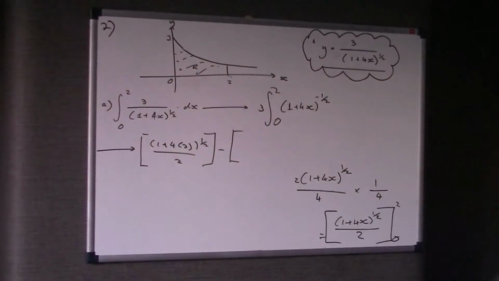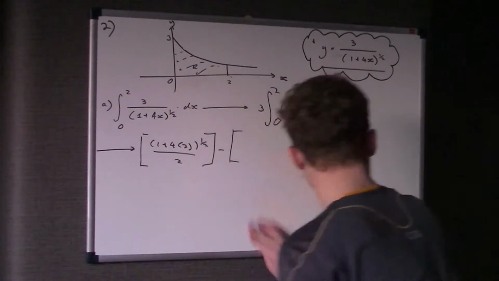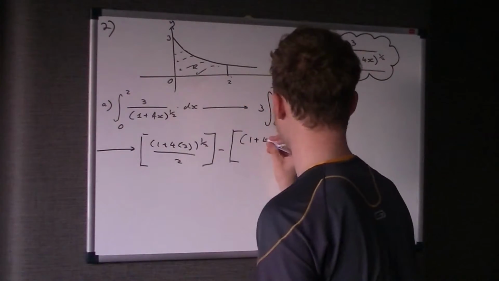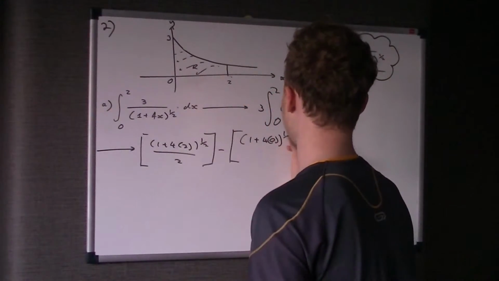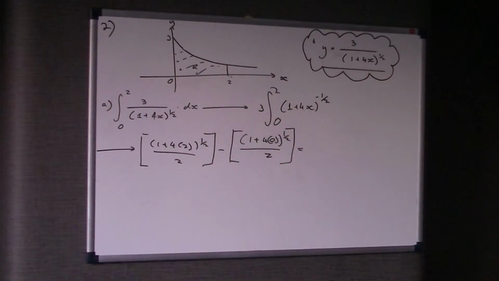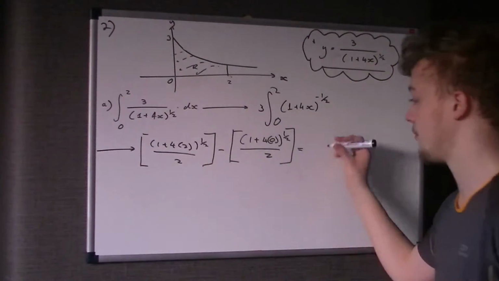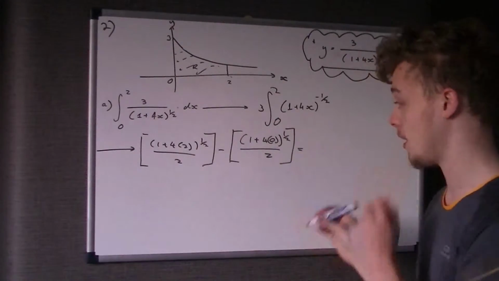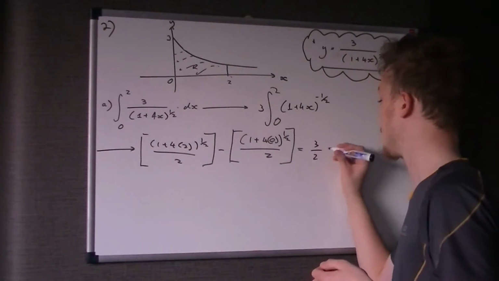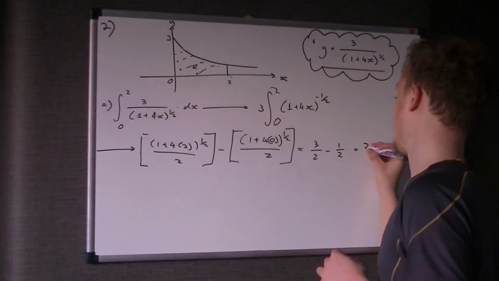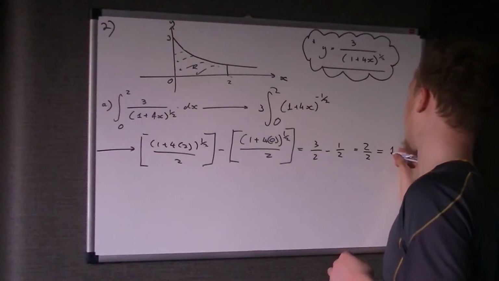Hopefully you get the gist of that now, so I can rub this bit off. And it's 1 plus 4 times 0, square rooted, over 2, and you take them away and you get your answer. Obviously that cancels down to 9 to the power of a half, which is 3, so it's 3 over 2, take away 1 over 2, which is quite clearly 2 over 2, or 1 square unit.